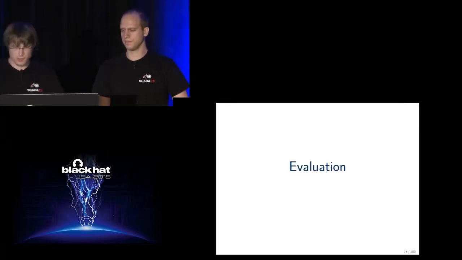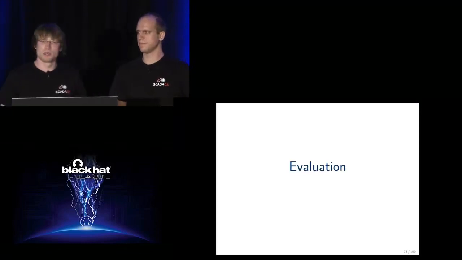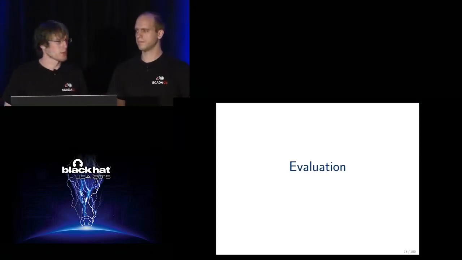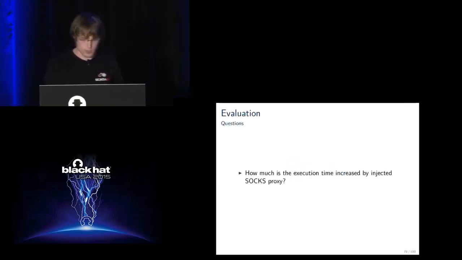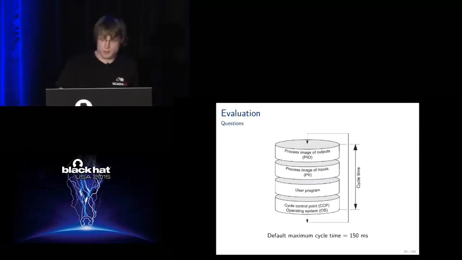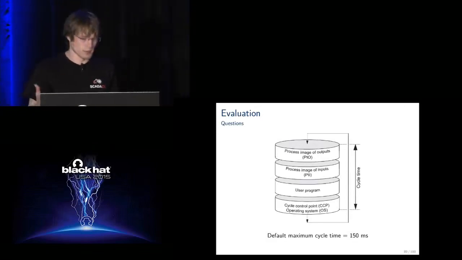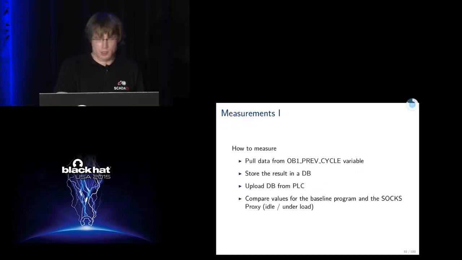Right. Now let's get to the evaluation of our attack. The problem is that when we add additional code to existing code, we increase the execution time. And if we increase the execution time too much, then we are going to hit the configured maximum cycle time, and the PLC will simply stop or raise an error condition. By default, Siemens PLCs have a maximum cycle time of 150 milliseconds. If the cycle time exceeds this value, then it is usually stopped or starts another error handling program.